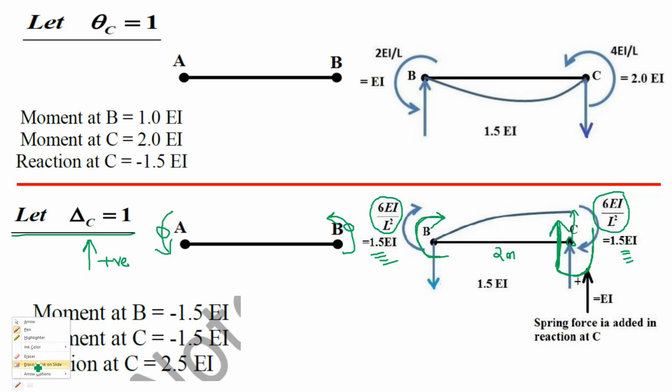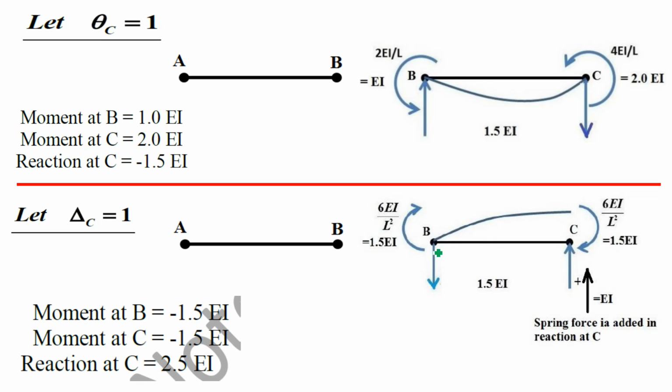Now to find out the reaction due to this moment, sum of moment: 1.5 EI plus 1.5 EI. Since it is clockwise, it is minus 1.5 EI minus 1.5 EI. EI is common and outside. Sum of moment divided by span, which is 2, the answer is equal to minus 1.5 EI.